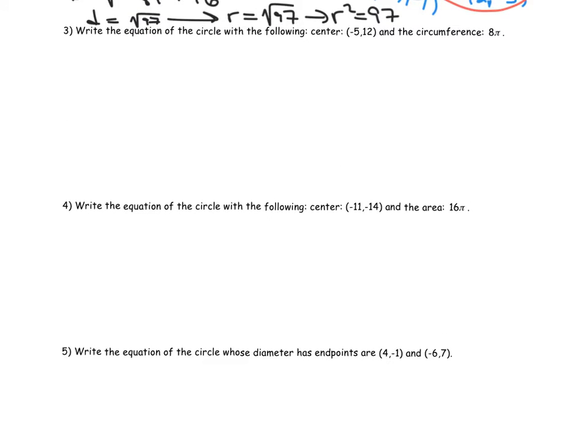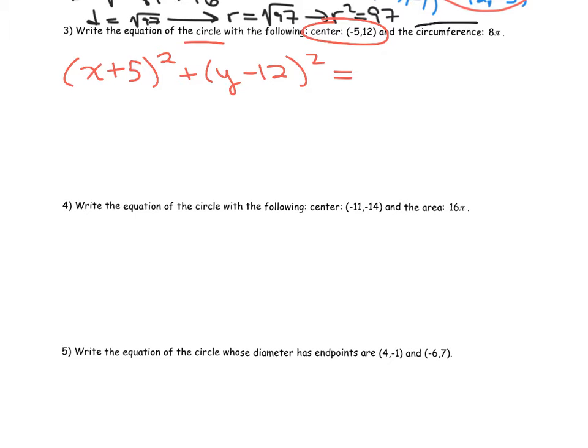Alrighty. Questions 3 and 4. I love these questions, and you're going to see why. For question 3, we're going to write the equation of a circle centered at the following point. Again, I already know part of my equation here, right? That's part of the center form of a circle. I give you the circumference. Does anyone remember the formula for circumference? Circumference is equal to pi times the diameter, or 2 pi times r.